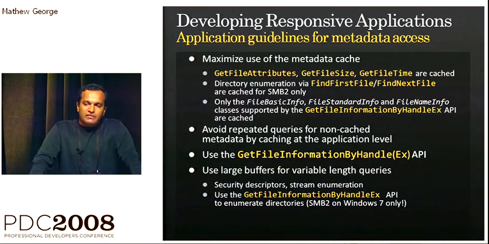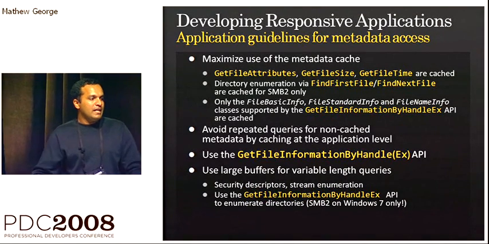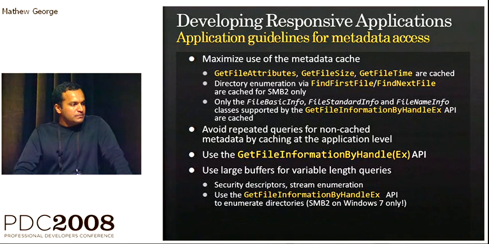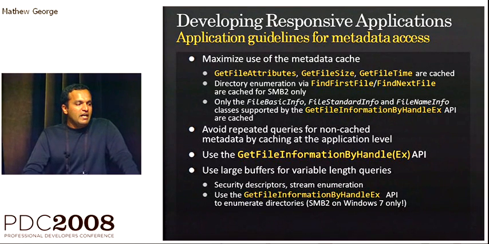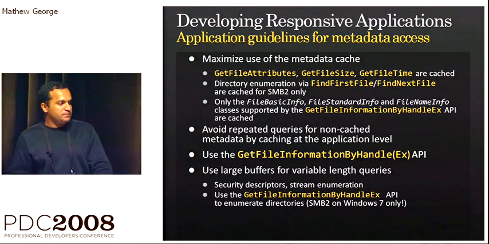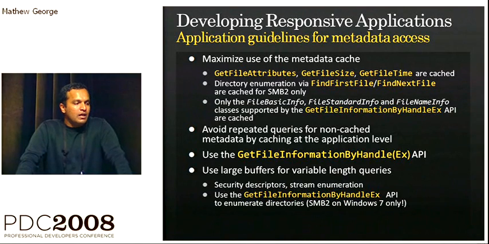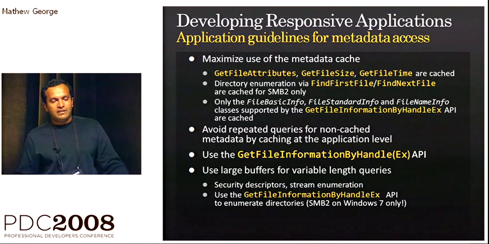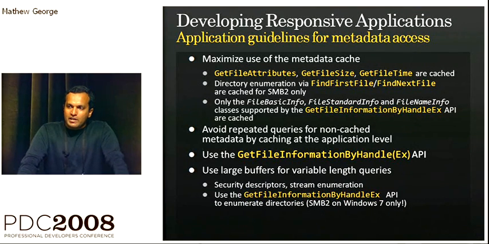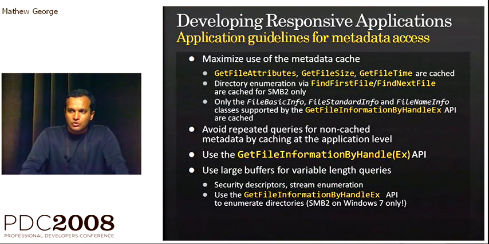Now, if you're using the GetFileInformationByHandleEx call, this is a handle-based API. So given a file handle, you can query for metadata on the handle. And it supports various types of queries. Only these 3, file basic info, standard info, and name info, are cached. So if you query for anything else, you would get a network round trip to the server. So be aware that only these 3 are cached. Now, if your application has to query for an information level which is not cached by the redirector, you certainly want to avoid repeated queries. So you want to cache those in your application.